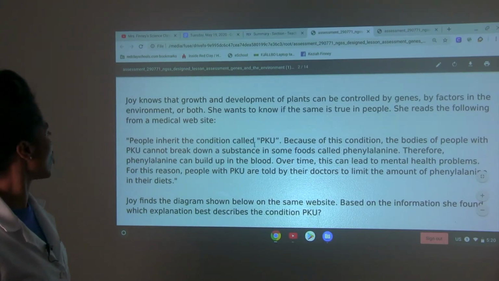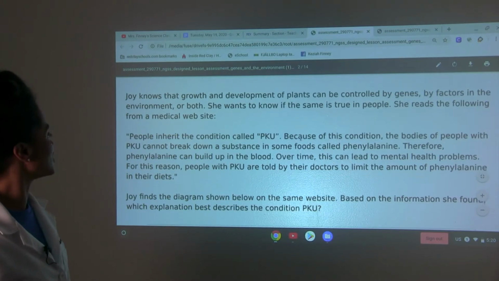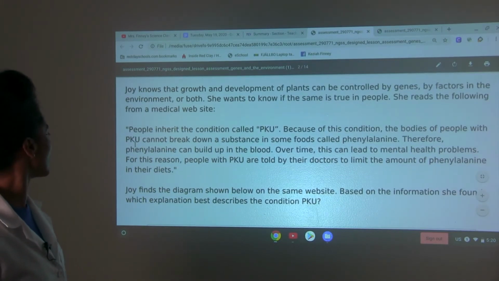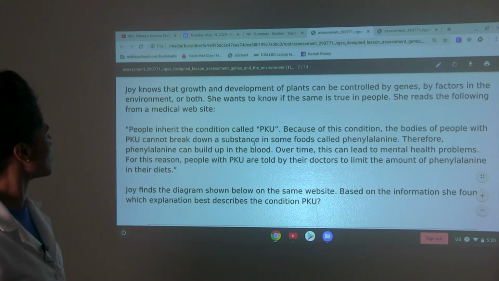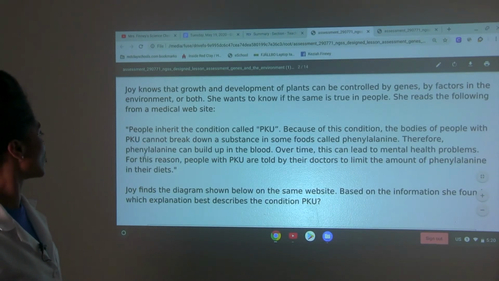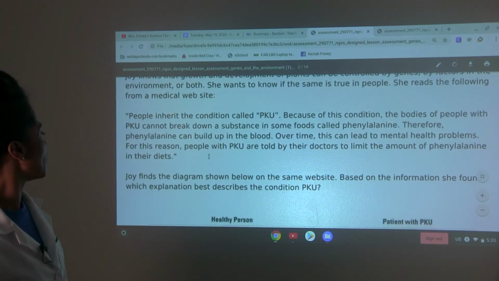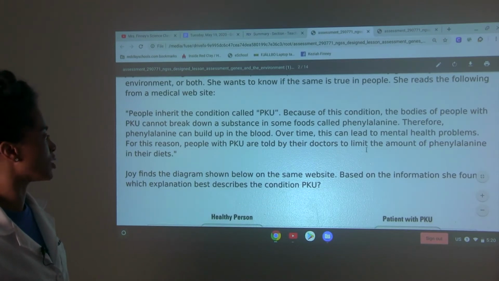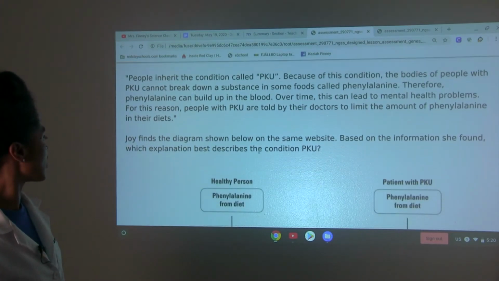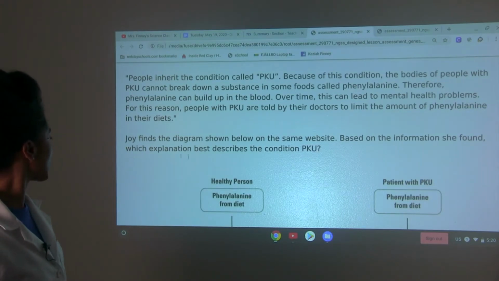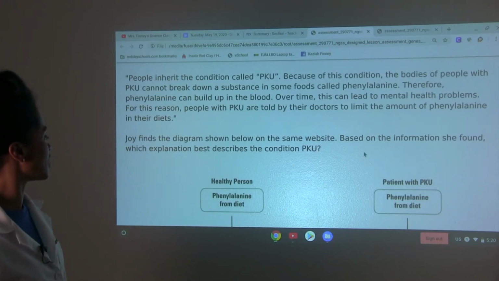People inherit the condition called PKU. Because of this condition, the bodies of people with PKU cannot break down a substance in some foods called phenylalanine. Therefore, phenylalanine can build up in the blood. Over time, this can lead to mental health problems. For this reason, people with PKU are told by their doctors to limit the amount of phenylalanine in their diets. Joy finds the diagram shown below on the same website. Based on the information she found, which explanation best describes the condition PKU?